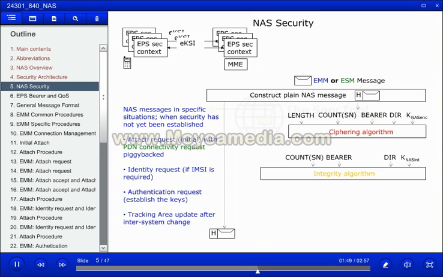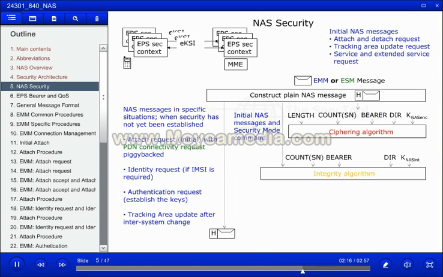If the radio connection is dropped after initial attach, the NAS signaling connection will also be broken, and the UE will then be in an EMM idle state. But the EPS security context is still valid. So when the NAS signaling connection is re-established with an initial NAS message, these messages can be at least integrity protected.